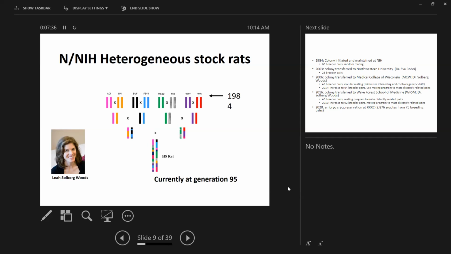So in order to actually fight against that, in 1984, these people decided we're going to take a bunch of inbred strains, 8 of them shown up here with different colors, and we're going to deliberately mix them, so make them not inbred anymore.